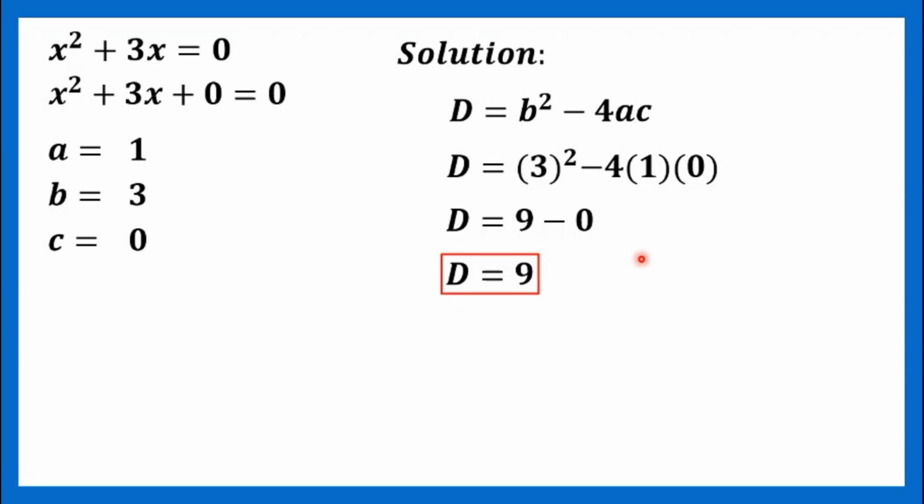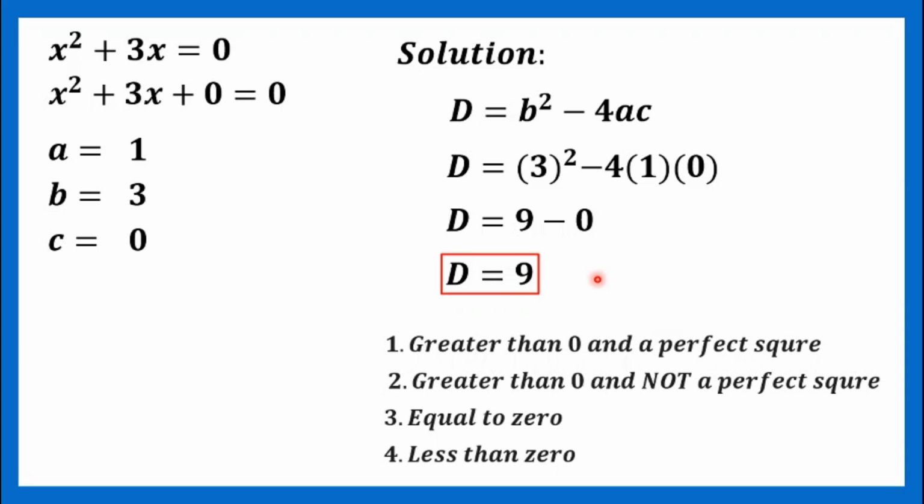Tapos, after nito, di ba, iniisip natin, alamin mo kung anong klase yung 9 doon sa 4 na categories na meron tayo. Greater than 0 ba siya and perfect square? Greater than 0 not a perfect square, equal to 0 ba siya or less than 0? So, in this case, ang 9 ay perfect square. So, greater than 0 siya at the same time perfect square.